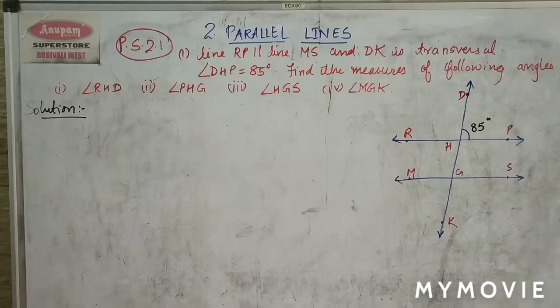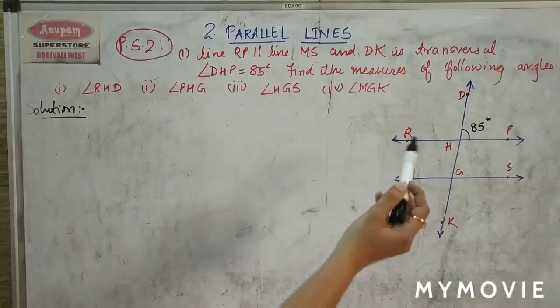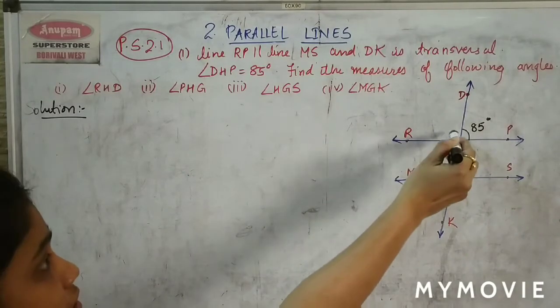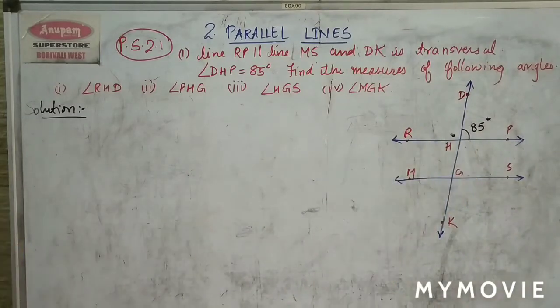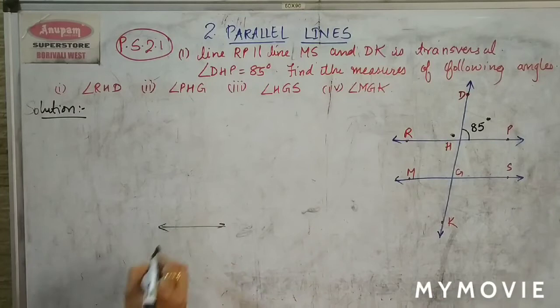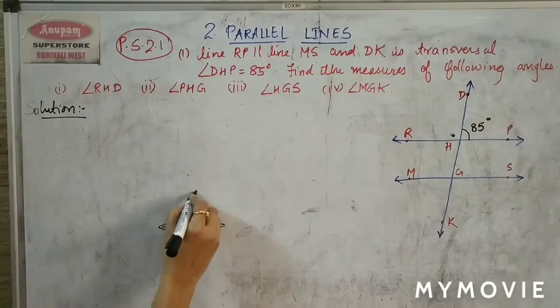So how are we going to start? Let us look at the first angle, angle RHD. Let us check where it lies. It lies here, this one, angle RHD. So this is where the angle lies. Now I want to find out the angle RHD. How will I do that, children? If you look, this looks like this. There is a line RP and then there is this, right?